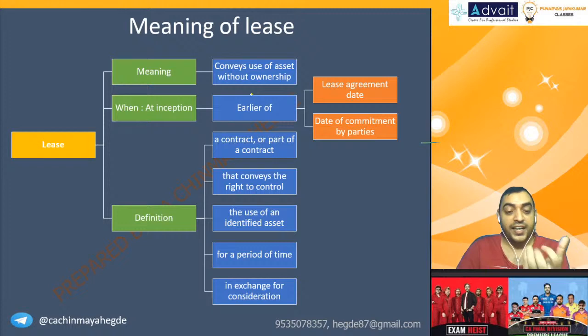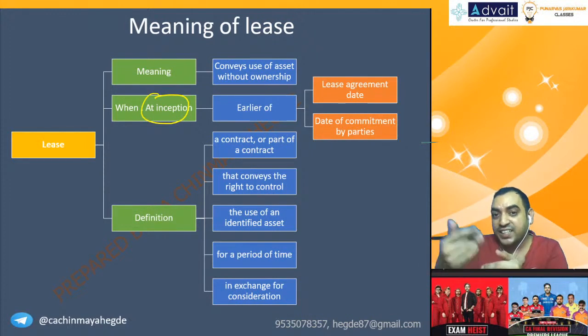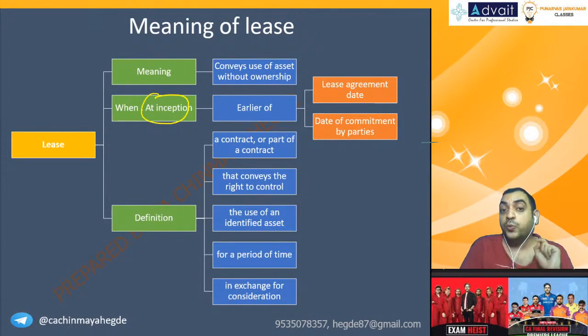So you only get the right to use, but not the right to own. Inception means the earlier of the lease agreement date or the date on which you actually commit yourself. At the inception date you start recognizing all these things, but the accounting happens only from the commencement date. Inception date means the lease agreement taking place or the commitment taking place, whichever is earlier. But once the usage starts, the commencement, only then do you pass journal entries. Till then, entries are not passed.